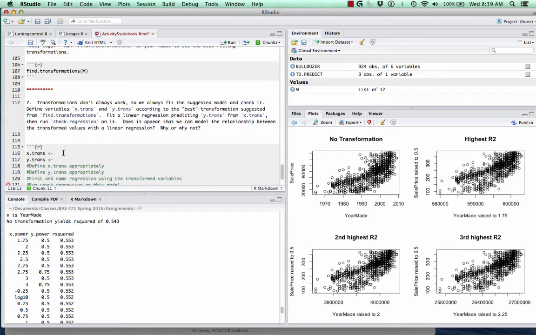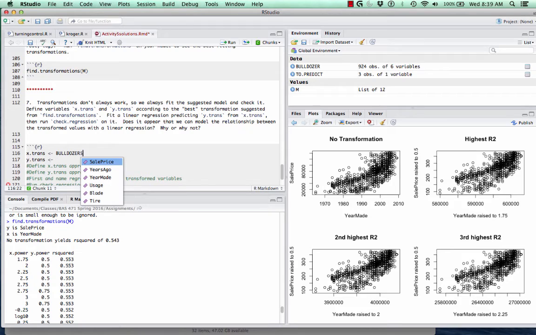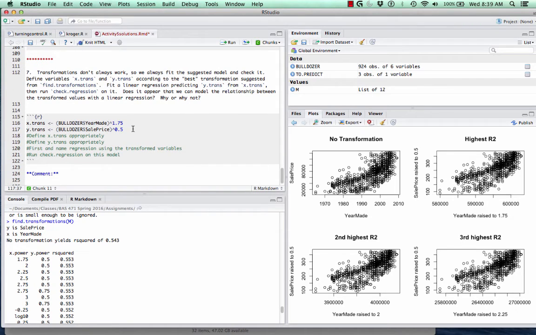And so I need to refer to that x variable, the year made, by saying bulldozer $ year made. That's how I extract that column out of the bulldozer data frame. And I'm going to wrap that in parentheses and then raise that with the caret sign to the 1.75. And then for the transform y variable, well, I need to extract the sale price and then raise that to the 0.5 power. All right, so I'm going to fit a linear regression with these variables. And so I'm going to call this m.trans for transformed. And I'm predicting y trans from x trans.